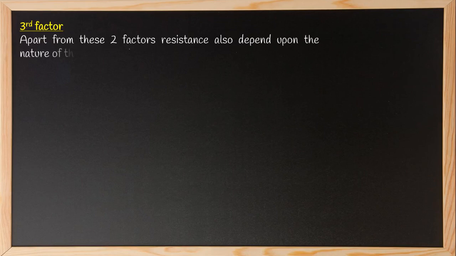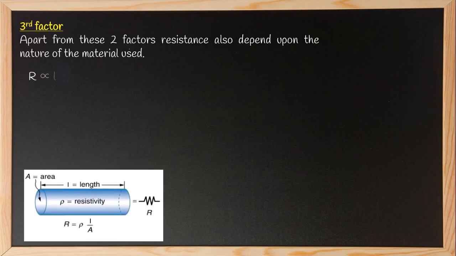Now, let us look at the third factor. Apart from these two factors, resistance is also dependent upon the nature of the material used. So, what is that particular material made up of? So, R is directly proportional to length, inversely proportional to area.